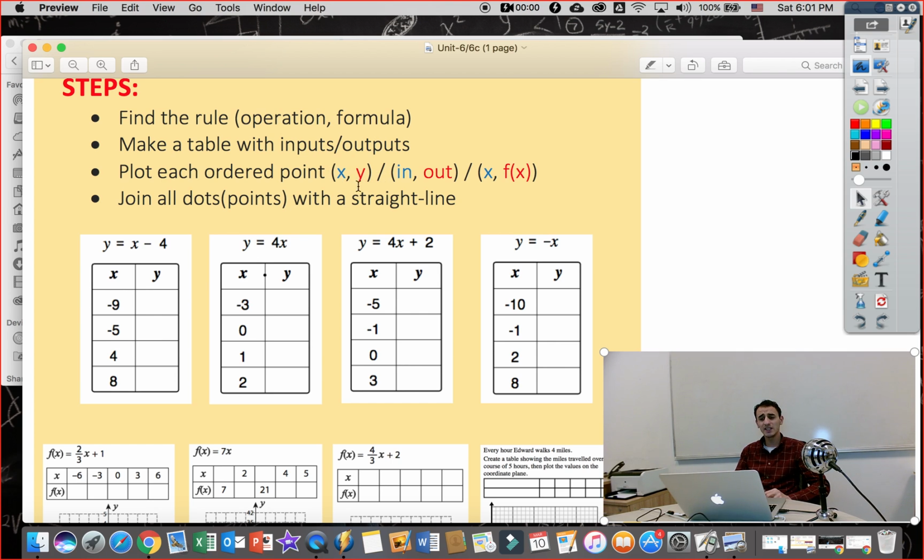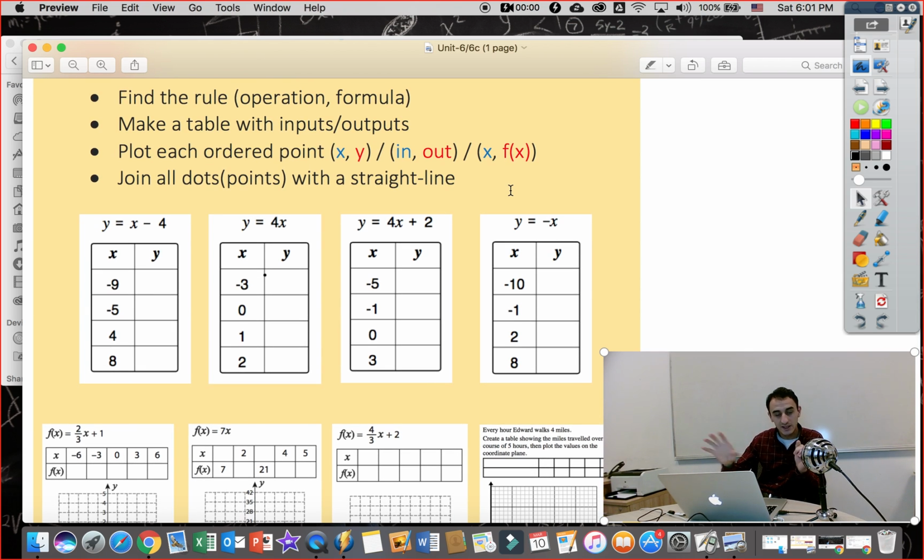I have explained here x, y, input, output, x, f of x with the same colors. X is blue, input is blue, and x is blue. So it means that the input represents x, and output is y and f of x. In some different examples, maybe you will have f of x, not output. In some of the examples, you will have y, not output. Just be sure that they are the same. y, output, f of x, they are the same.